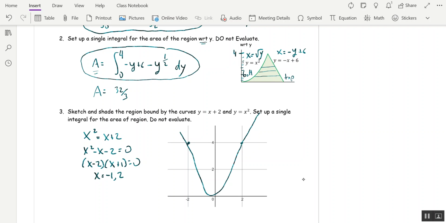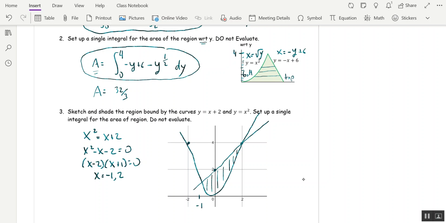And then the line y equals x plus 2 has slope 1. It crosses the y-axis here. It meets the parabola here. So it goes like that. And it also meets over here when x is negative 1. So this is my region. It's a single region, so I can evaluate the area with one integral.